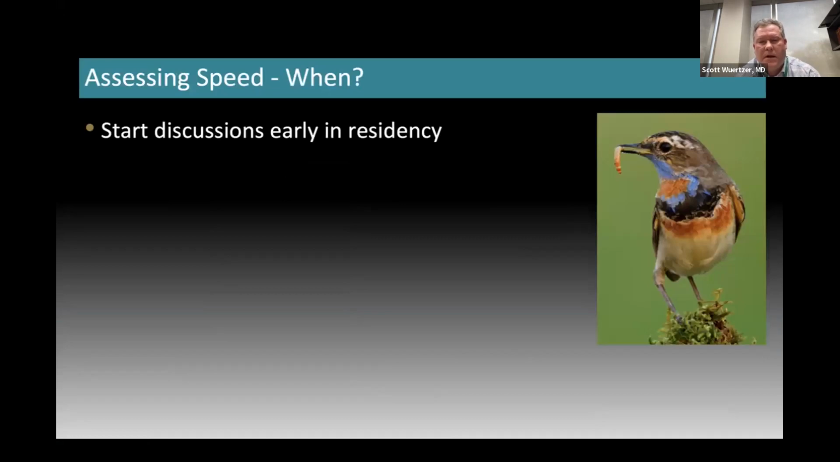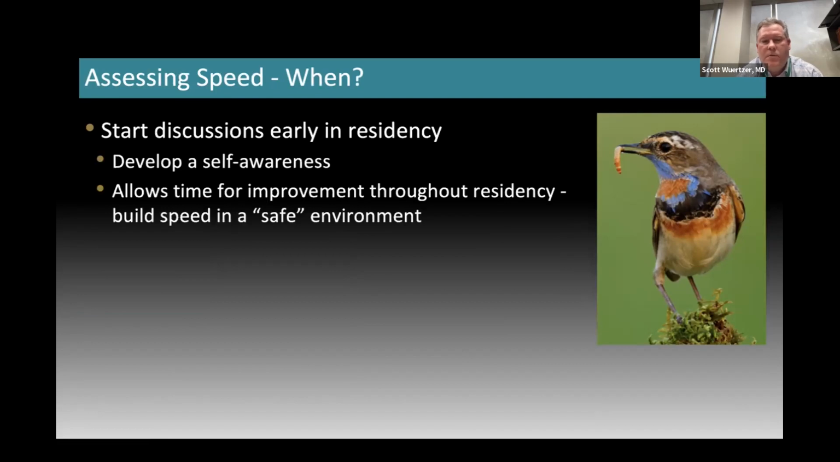So how can we assess speed? When should you assess speed? So the early bird gets the worm here. I think you can start early in residency. Again, first years, just bring up the discussion at some point. It helps the resident develop a self-awareness if they realize that they're lacking in speed a little bit.